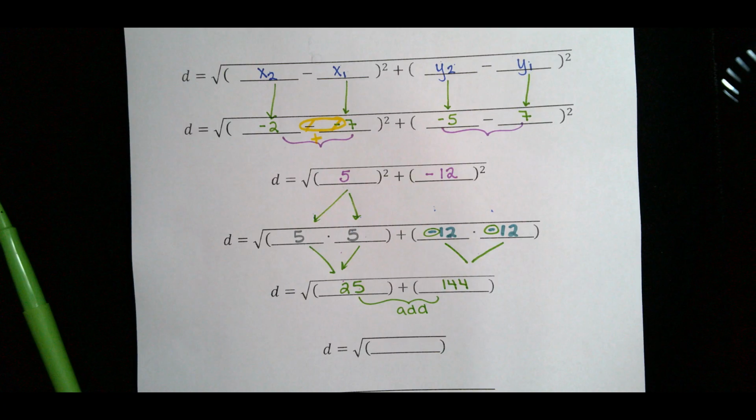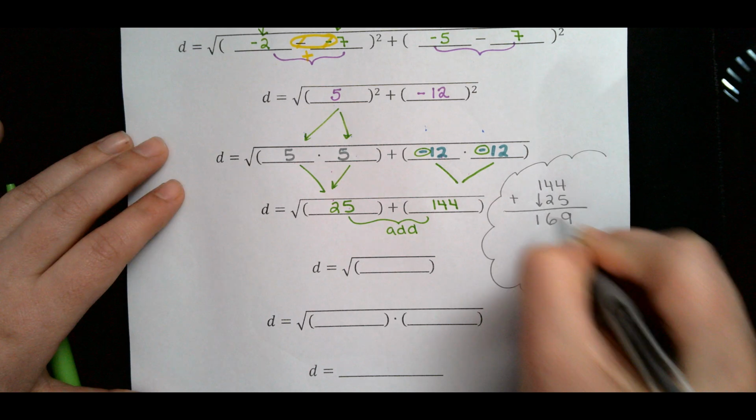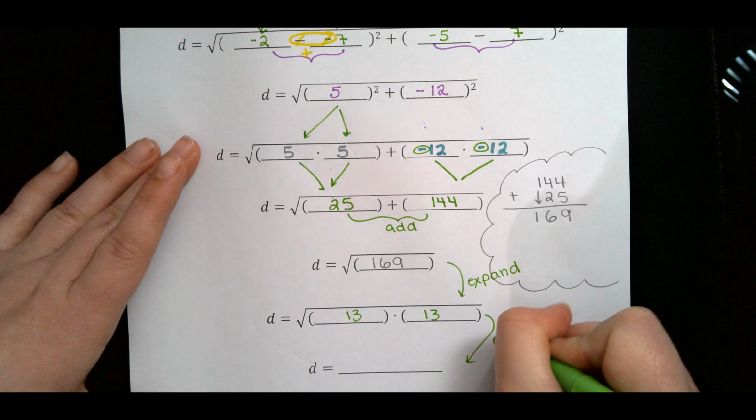144 plus 25. 5, 6, 7, 8, 9. 4 plus 2, that is 6. Bring down the 1, means we have 169 here. We need to expand 169, which gives us 13 as our answer.